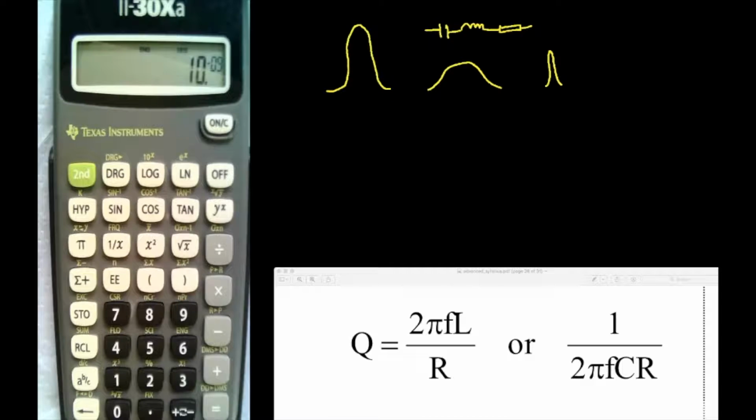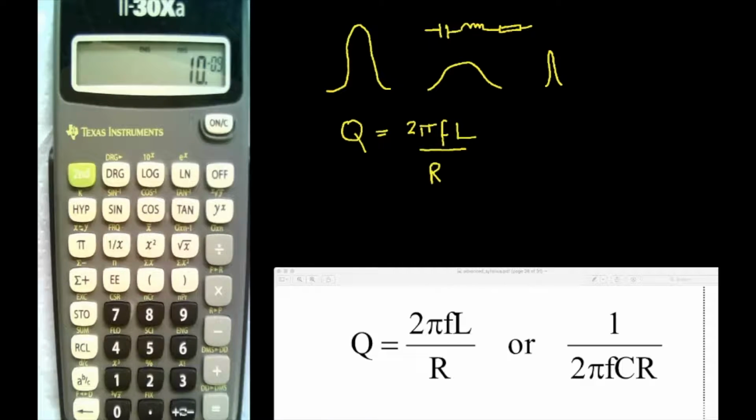So there are two ways of doing it here. There's one where we're looking at one with L in it, and one where we're looking at C in it. So let's have a look just from the point of view of the calculator at the first one. So it says Q is equal to 2 pi FL over R.